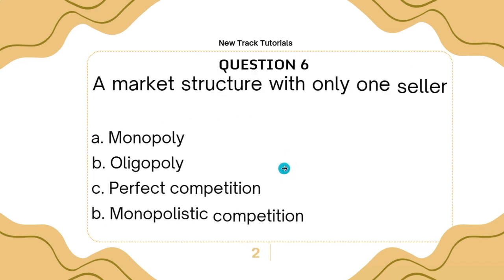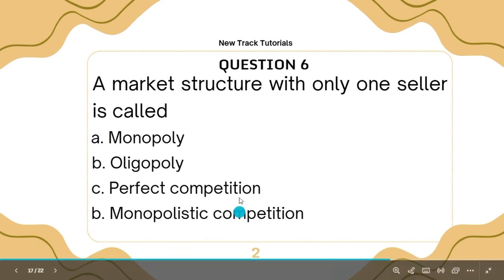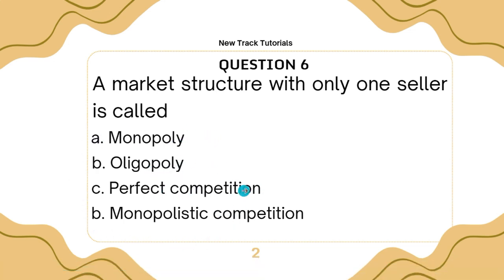Now let's look at question number 6. A market structure with only one seller is called what? This is a popular question that every economics student shouldn't miss. Is it monopoly? Is it oligopoly? Is it perfect competition or monopolistic competition?